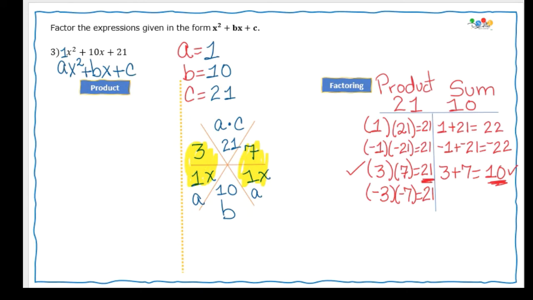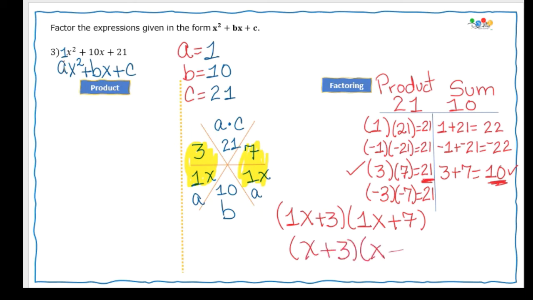Okay, so let's do this. I'm going to rewrite my factors now. My first factor will be 1x plus 3. My second factor will be 1x plus 7. Now I can rewrite it because I know that the 1 is not needed in the front. So I'm going to say x plus 3 and x plus 7. So this will be my answer. These are my factors for my polynomial.